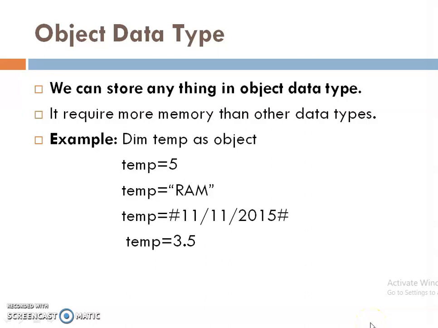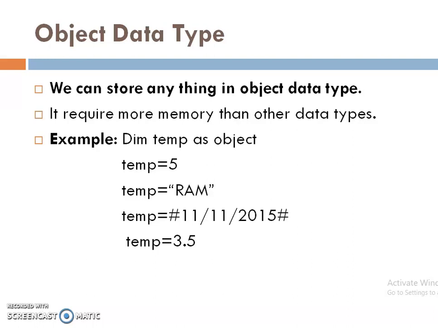The next topic is the object data type. We can store anything in the object data type. It requires more memory than other data types. Like in this example, first we declare a variable using the keyword Dim. Our variable name is temp and we give the data type as Object. Then we assign the value temp = 5, meaning the temp variable accepts an integer value.